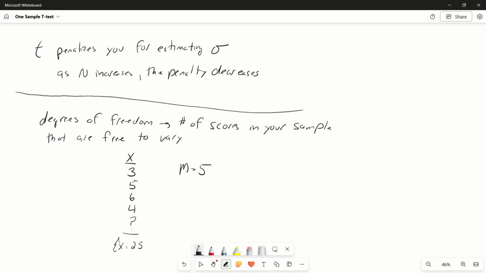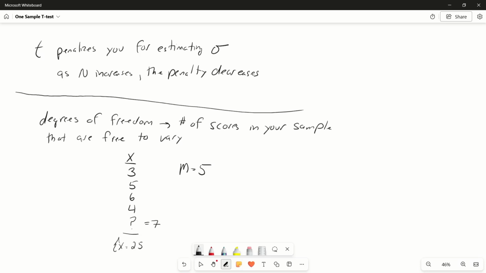So if I add this up, I get 8, 14, 18. This value has to be equal to 7, right? Because it cannot take on any other value. It's fixed. 7, 11, 17, 22, 25, right? So here we have 5 scores, but only 4 of them are free to vary. The fifth one is fixed, knowing the mean, right?